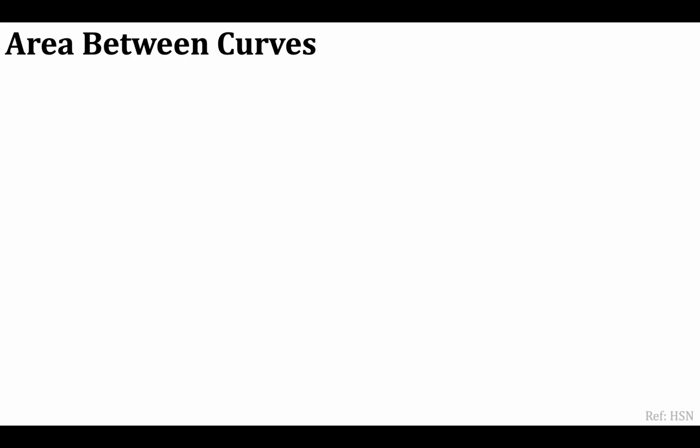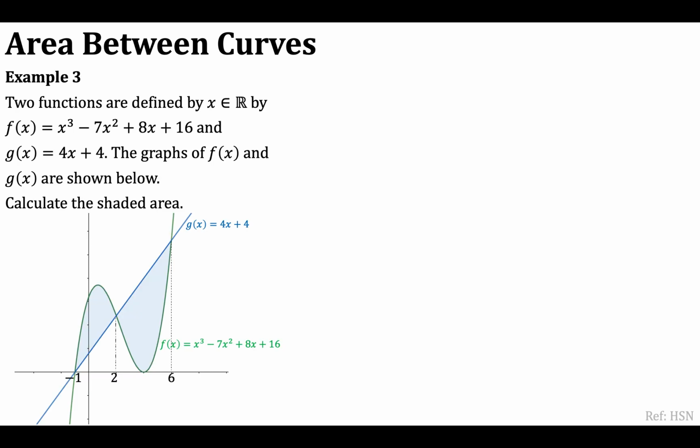Okay, welcome back folks. So example 3, slightly different this time. We've got two functions and they are defined by x in the real numbers by f of x equals x cubed minus 7x squared plus 8x plus 16 and g of x equals 4x plus 4. The graphs of f of x and g of x are shown below.